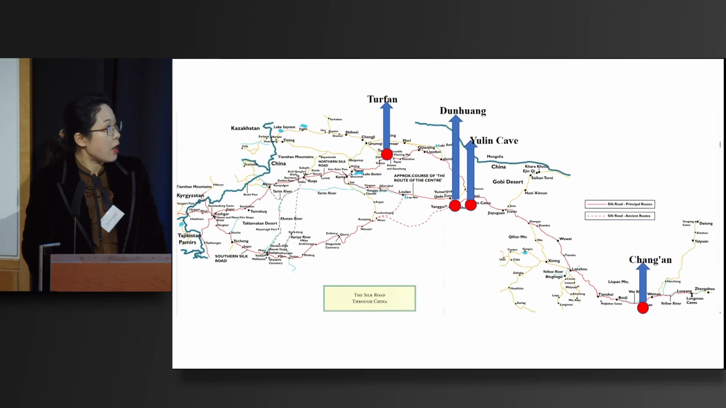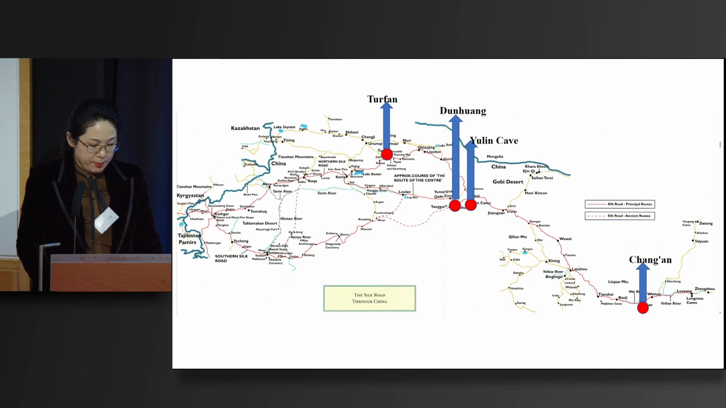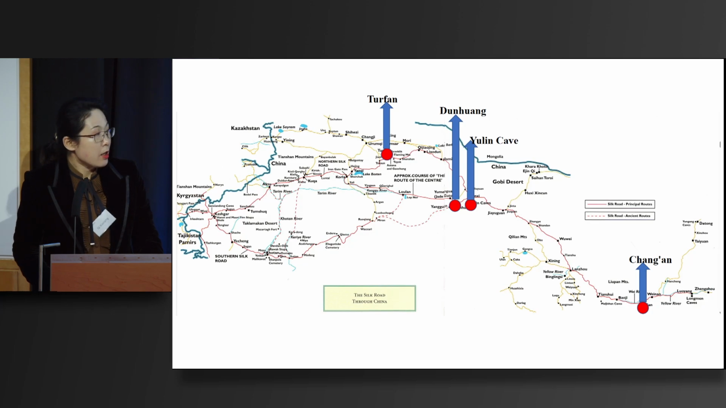Let's check this map. This map shows the location of the Dunhuang Mogao grottos on the Silk Road and the distance to Chang'an. Some murals and inscriptions from Yulin Cave, not far away from Dunhuang, and Xiaoqing caves from the Turfan region will be concerned in my topic.